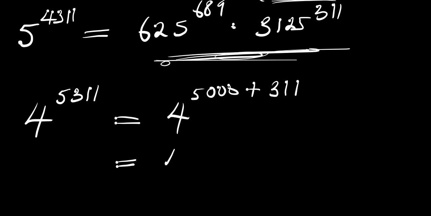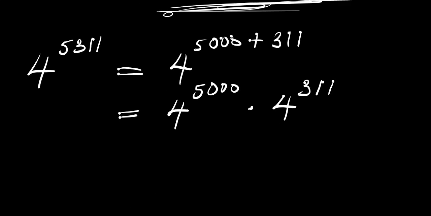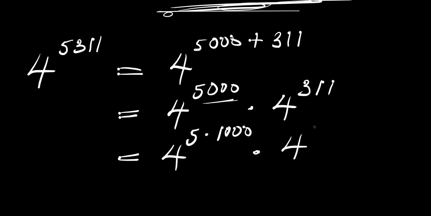That means we are going to have 4 power 5,000 times 4 power 311. Now we do the same thing again. We can express this 5,000 as the product of 5 and 1,000. So we are going to have 4 raised to the power 5 times 1,000 and times 4 raised to the power 311.